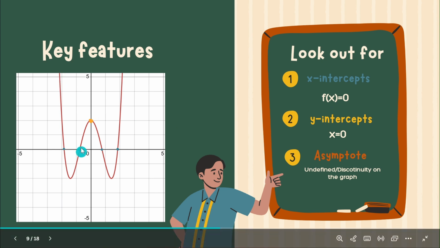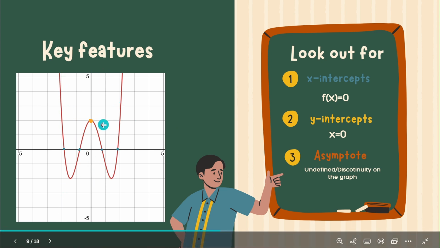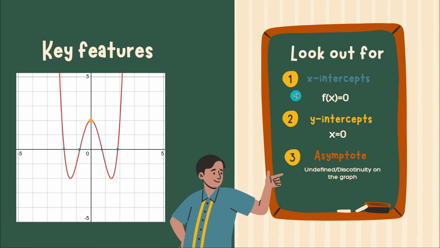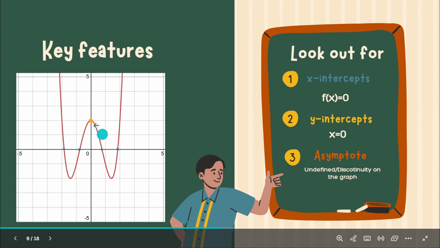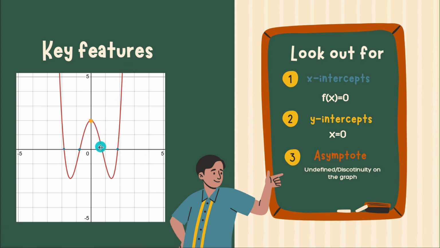So let's say we're told to sketch this function, and we're just given the equation. You first want to find the x-intercepts of that function, which is where you set the equation to 0, and here you can see what the x-intercepts look like for the graph. Then you also want to find the y-intercept, which is when x is equal to 0, and here when x is equal to 0, the y-intercept is at 2. Then you also want to try to identify if there are any asymptotes. For this function, there are no asymptotes because the function is defined and there's no discontinuity at all. It's a continuous function.